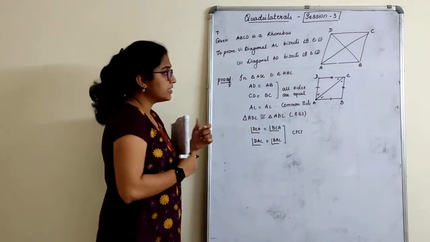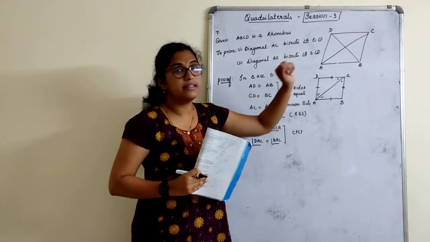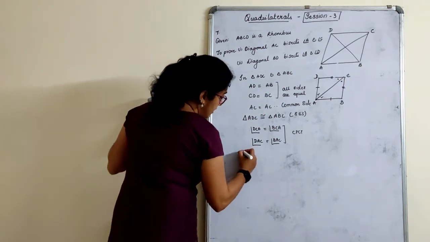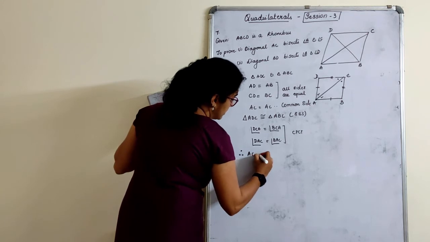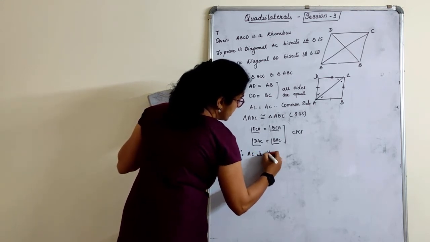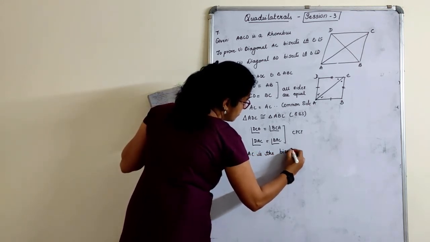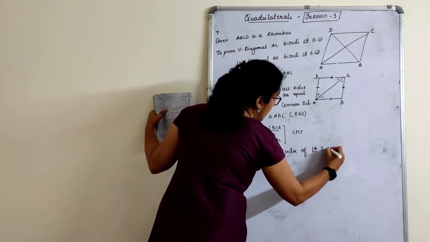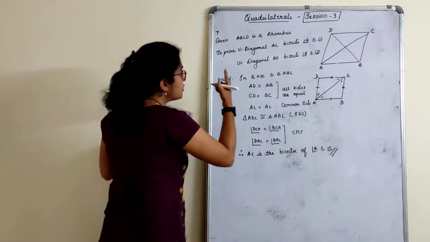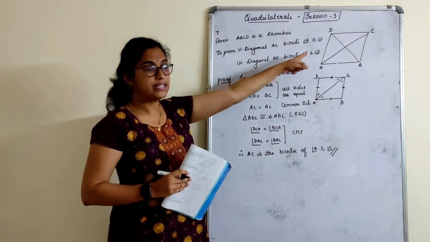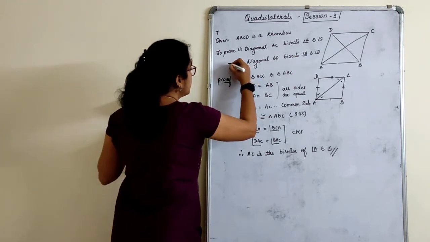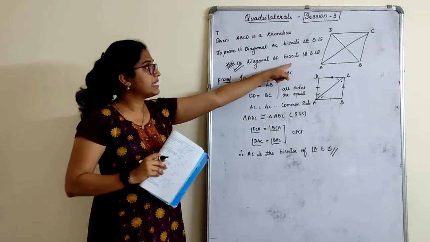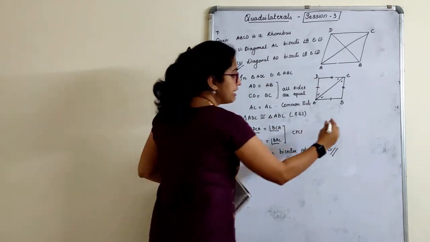See here, we proved these two angles are equal and these two angles are equal. What are they? They are nothing but bisectors. Therefore, AC is the bisector of angle A and angle C. First part I proved. Second part is homework: diagonal BD bisects angle B and angle D.